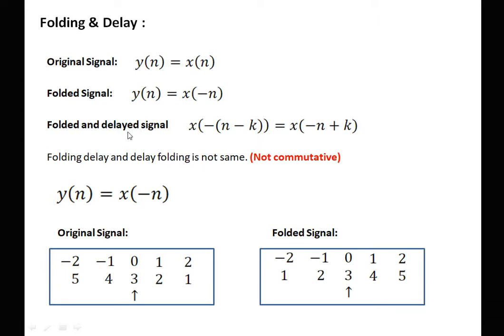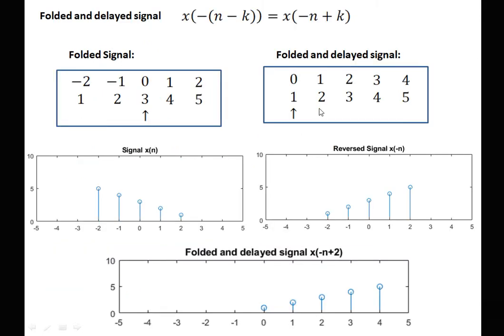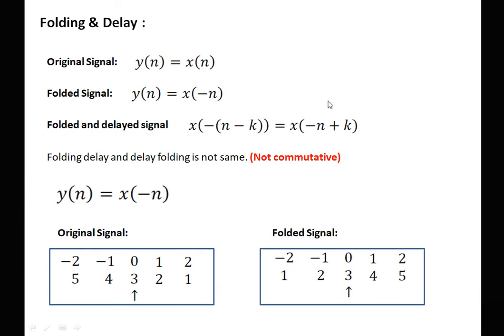So in such operations we are required to follow the order. Priority to folding is more. So first we do the folding operation and then the delay operation. If we do the reverse order, our results are totally different and not acceptable. So the operation becomes x of minus n plus k. Minus n indicates a folding of the signal, and this plus k is not an advance because it comes with the minus k, so it is again a delay operation.